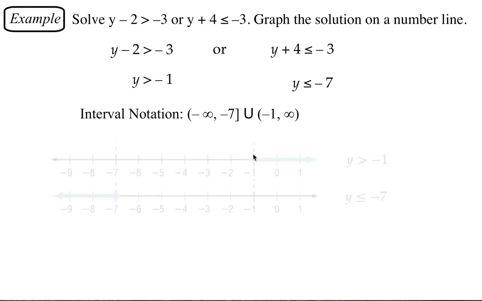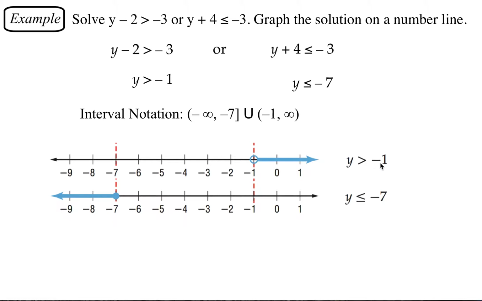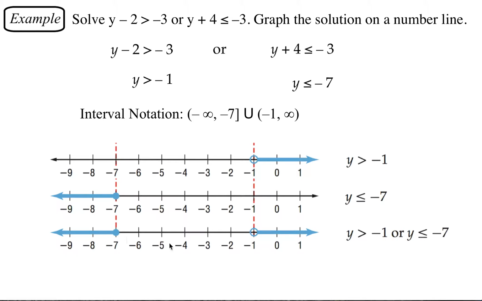So the solution set for this one, if we have y greater than -1, that's this graph here, y less than or equal to -7, and we want the combination or the union of those two. So the graph at the bottom is the solution graph. We want all of the stuff to the right of -1 and all of the stuff to the left of -7.